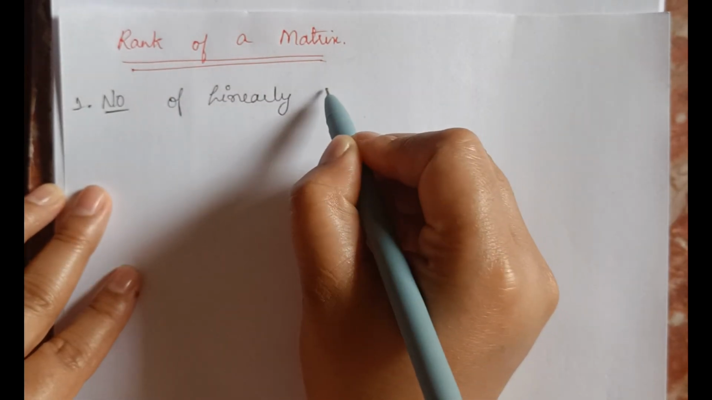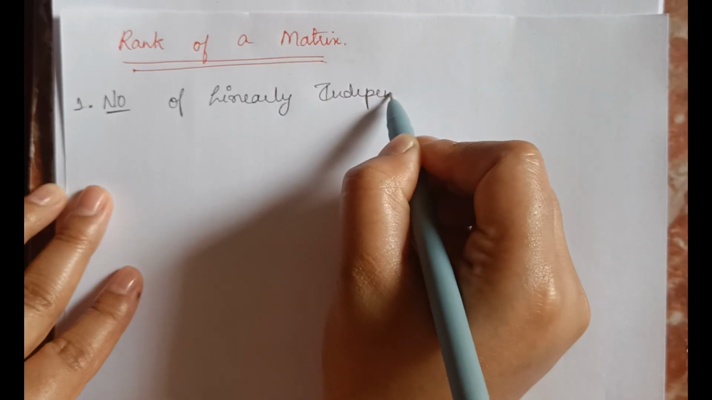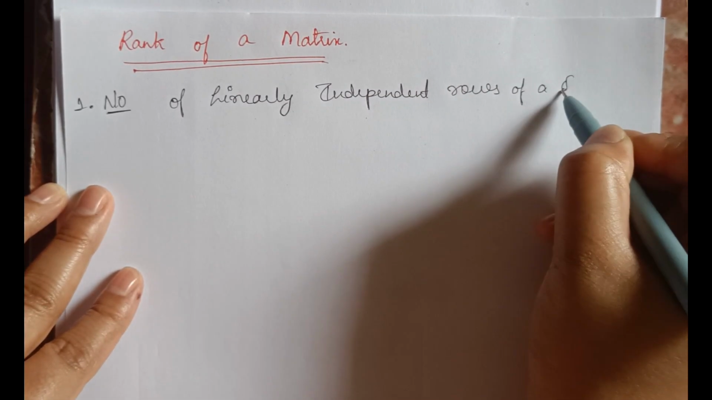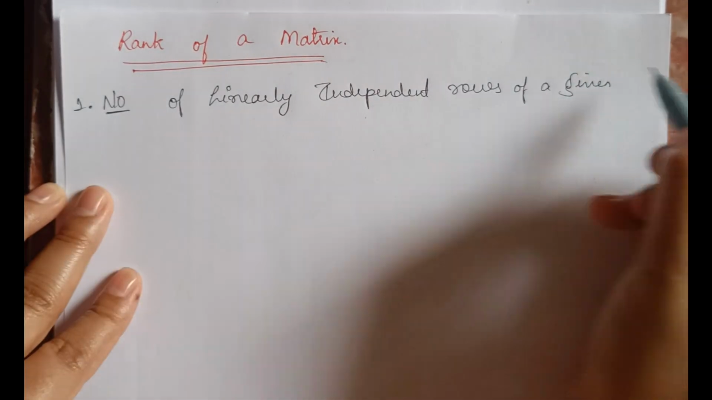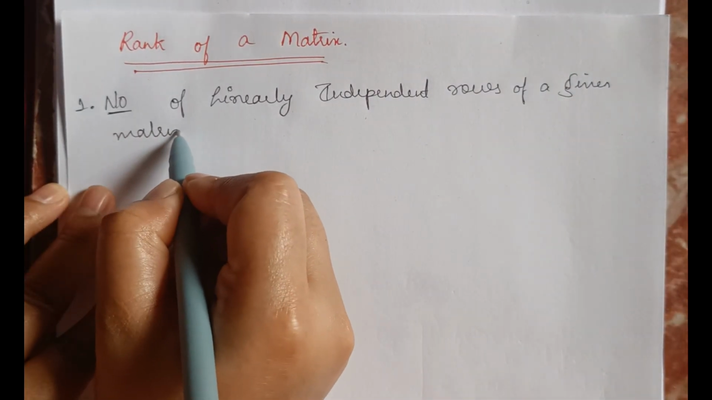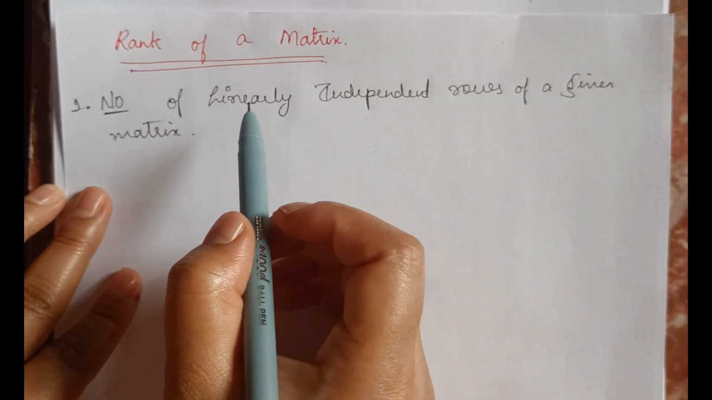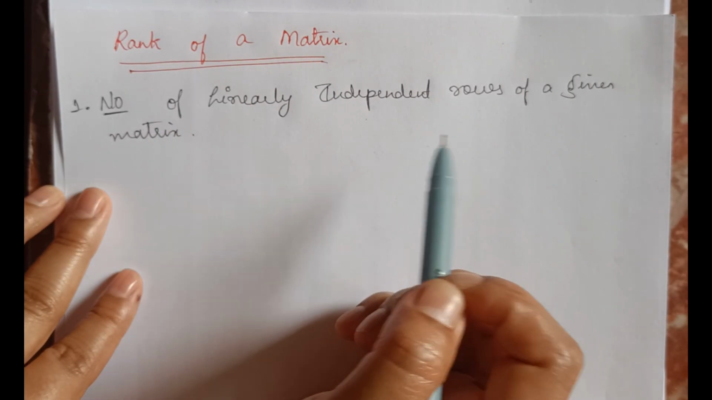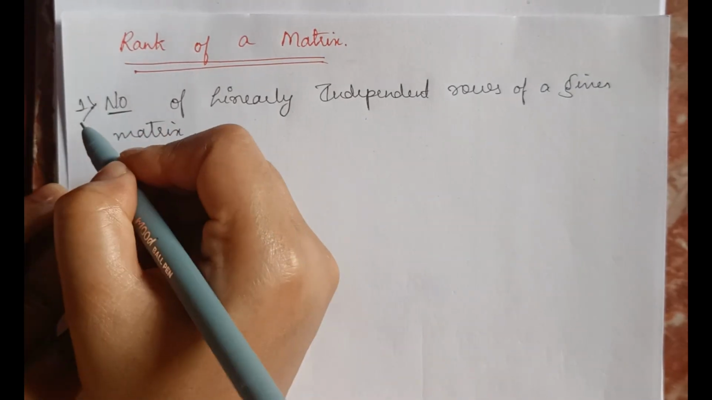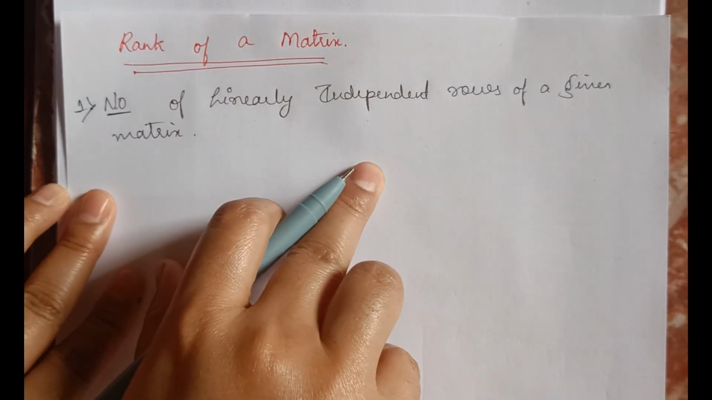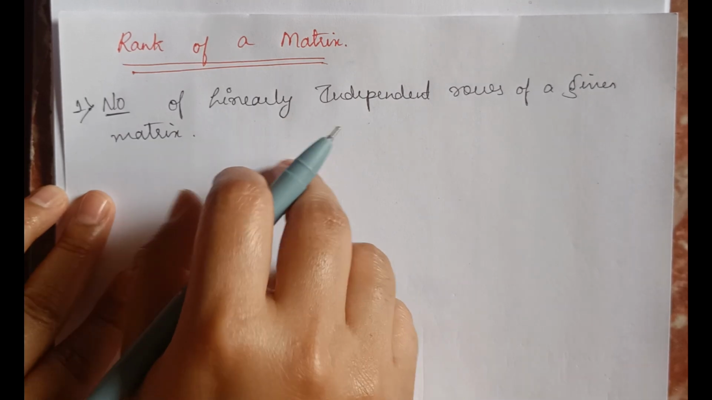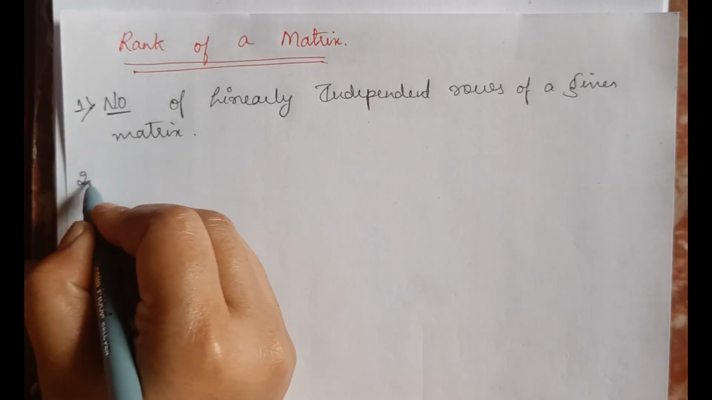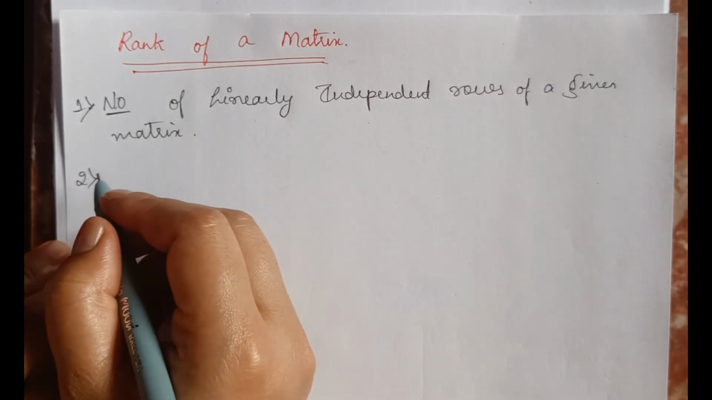linearly independent rows of a given matrix. This is one of the simplest definitions: the number of linearly independent rows of a given matrix. I know it is very hard for you to understand this right now, but I will explain it and it will become very easy for you to understand. You'll be like, oh, this is what it means.